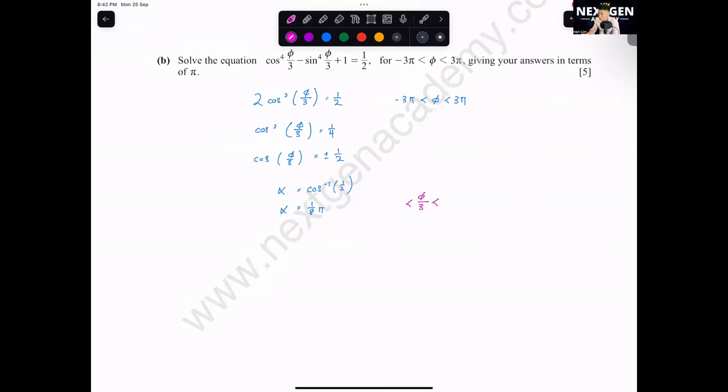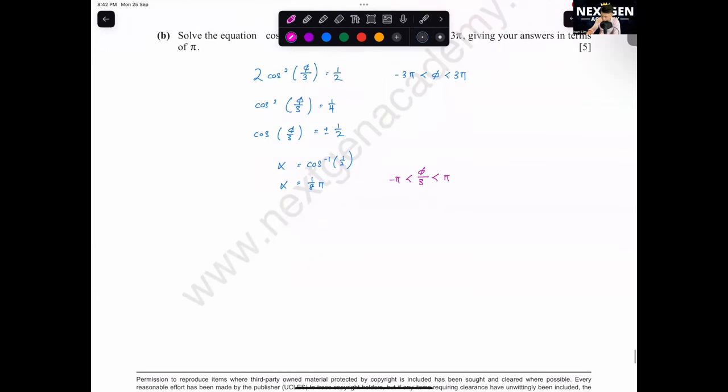Okay, like this. So you want from negative pi to pi. Okay, you want from negative 180 degrees to 180 degrees. Next thing that we need to take note of, because it's plus and minus, you take all four quadrants. So let's draw the ASTC. My ASTC, all four quadrants. Okay, so my alpha, alpha, alpha, and alpha.